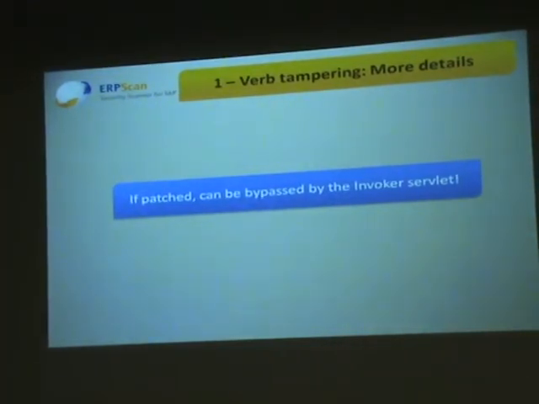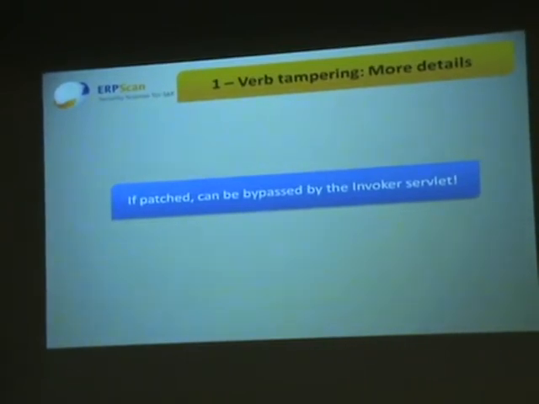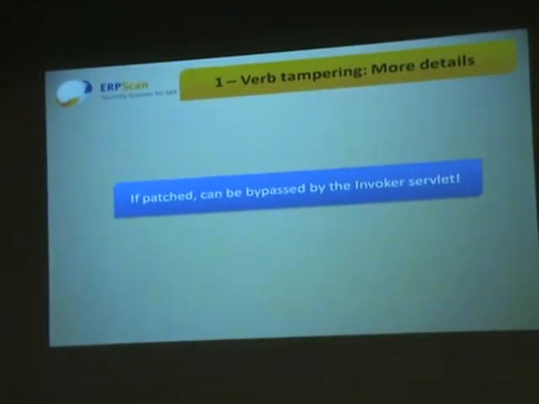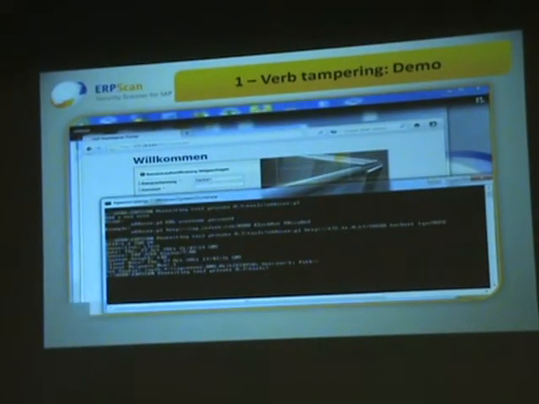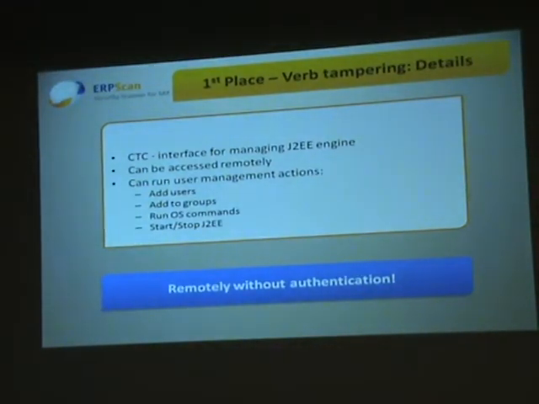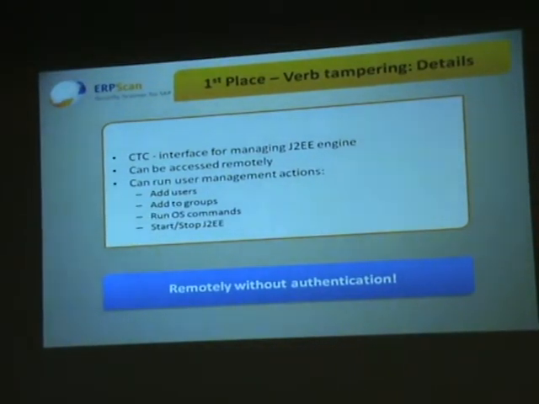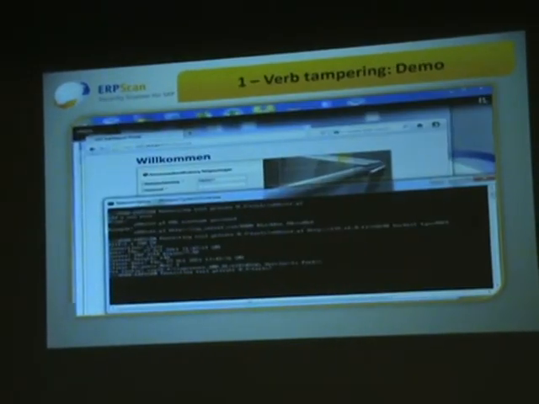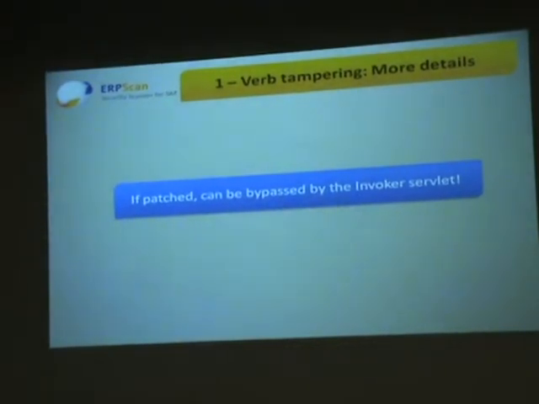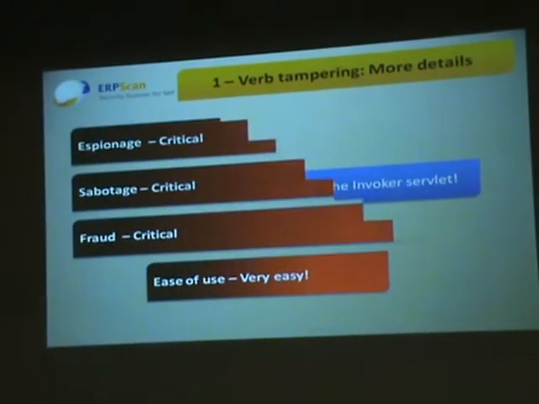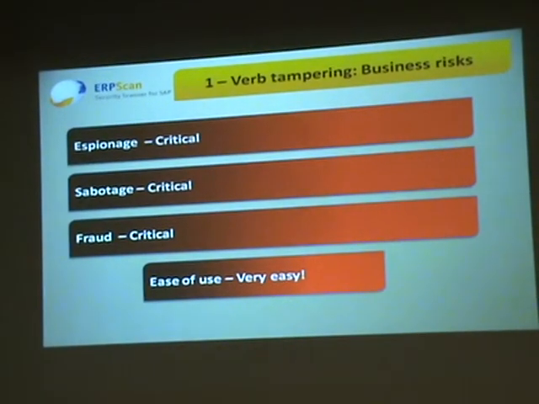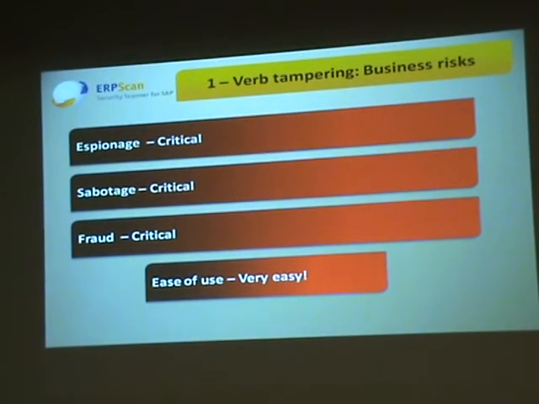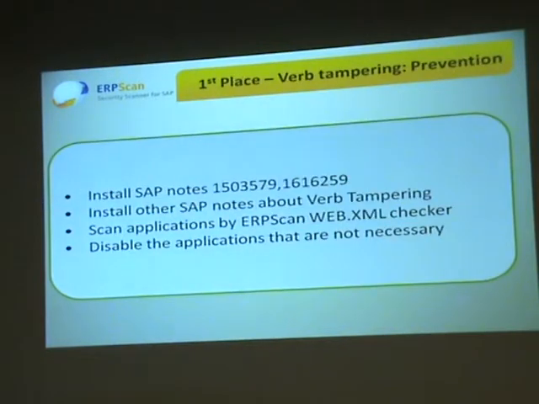And another interesting thing is that if it is patched, we can bypass this by the invoker servlet. So the CTC service we can also call by the invoker, using the previous vulnerability. So you should be careful and patch both vulnerabilities to be secure. And this is very, very easy to exploit, and it's very critical.